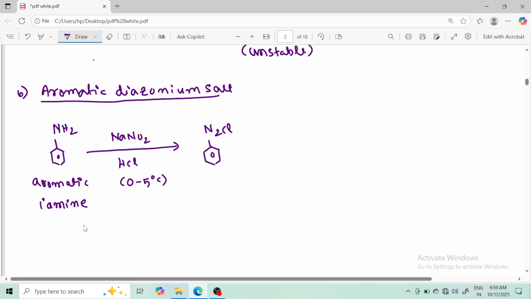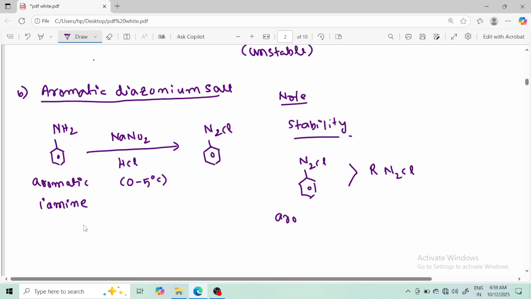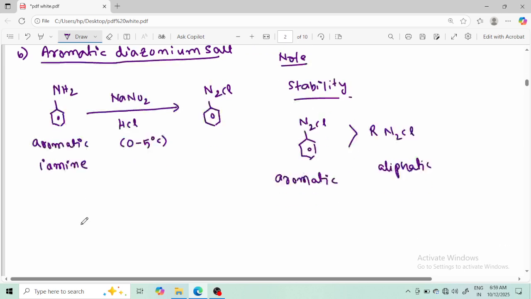Now, one important note: they ask questions on stability. Based on this, I know that aromatic diazonium salt is more stable than aliphatic diazonium salt. Right? This is aromatic and this one is aliphatic, and they will ask the reason for that. Now, what is the reason behind that?